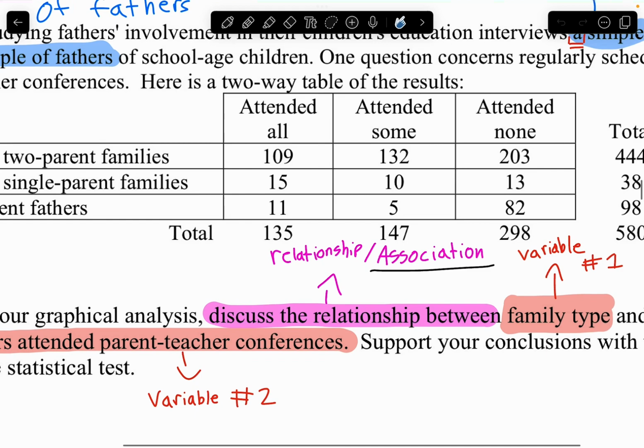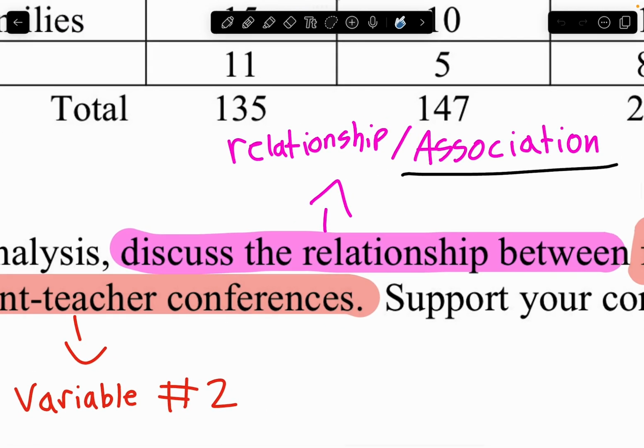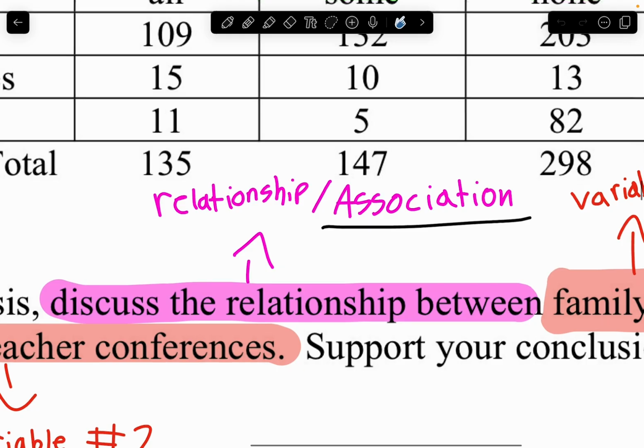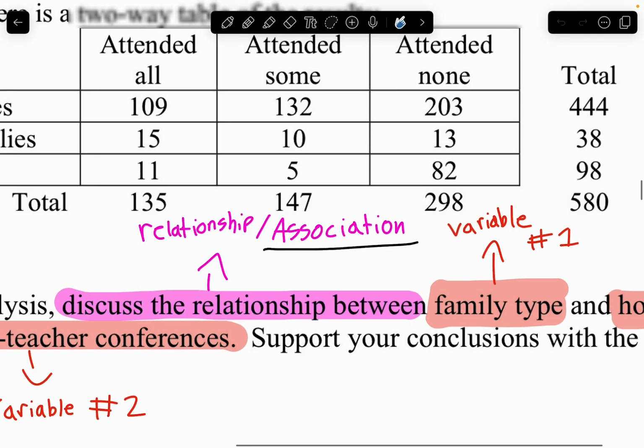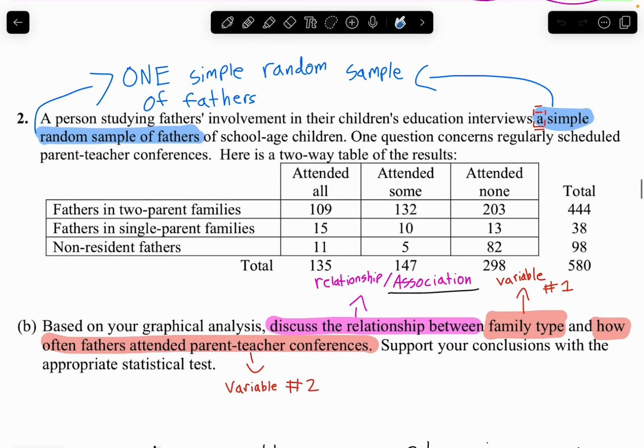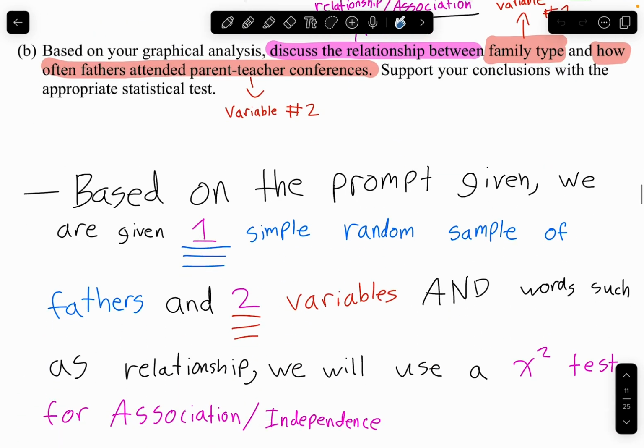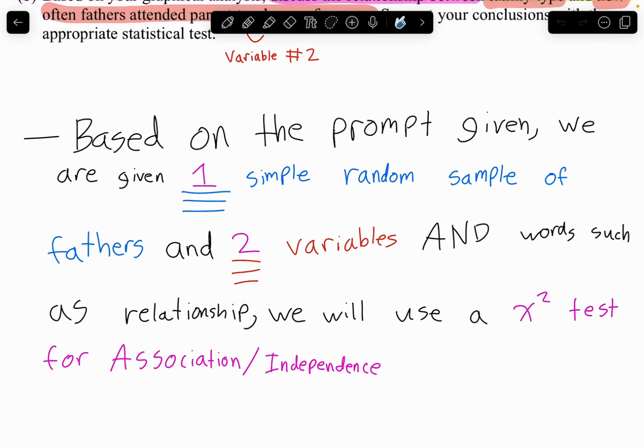Now, another thing I would like to point out is it says discuss the relationship between. The word relationship can be interchangeable with association. So since this is called a chi-square test for association/independence, we can pretty much say that this is a chi-square test for association because relationship and association have basically the same meaning. So since we are given 2 variables, a simple random sample, and a word such as relationship, which can go hand in hand with association, we can use a chi-square test for association/independence.